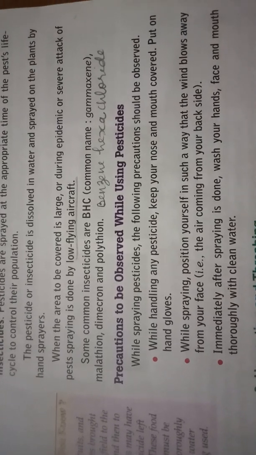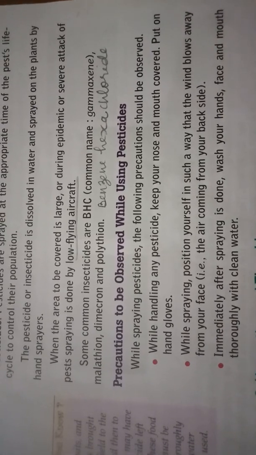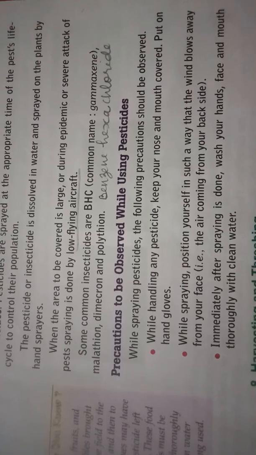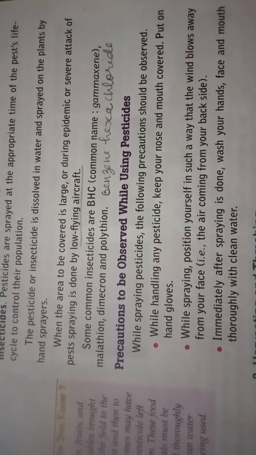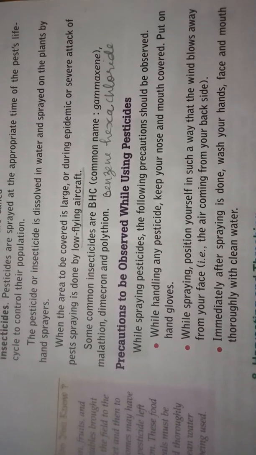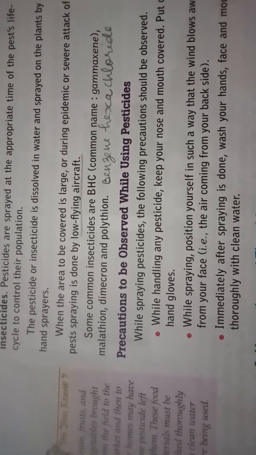Now what precautions should be taken while using pesticides? We should take a few precautions. First, we should cover our nose and mouth, okay, and also we should use hand gloves. Second, while spraying this insecticide and pesticide, the position should be such that the wind blows away from your face. ठीक है, विंड हमारी तरफ नहीं होनी चाहिए, opposite direction में होनी चाहिए, और उसी डायरेक्शन में हमें स्प्रे करना रहता है. And last, immediately after spraying you should wash your hands and mouth. So these are the precautions which should be followed while spraying insecticides and pesticides.